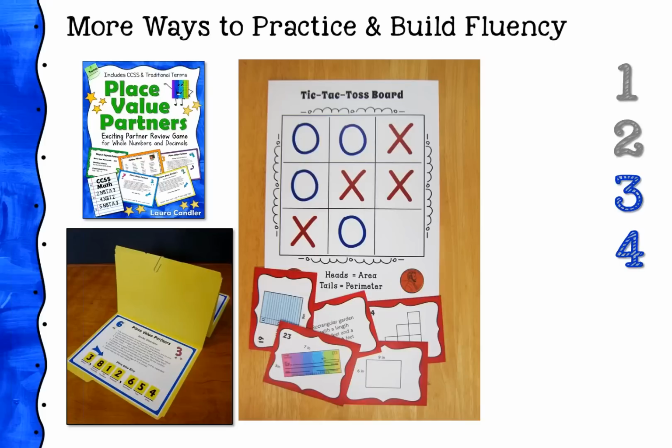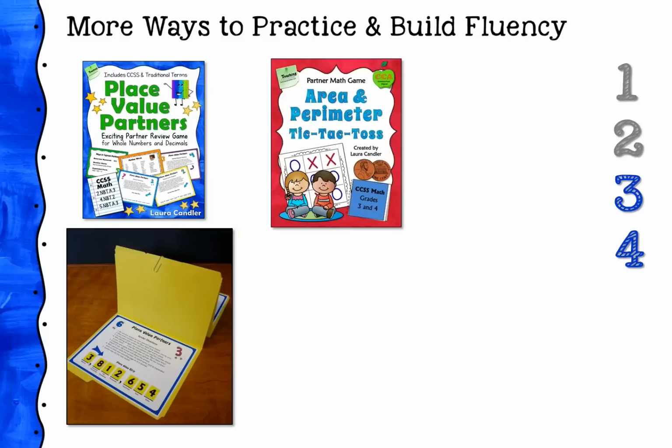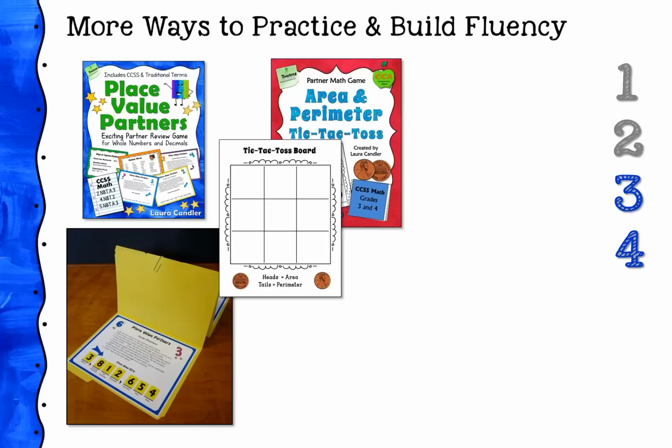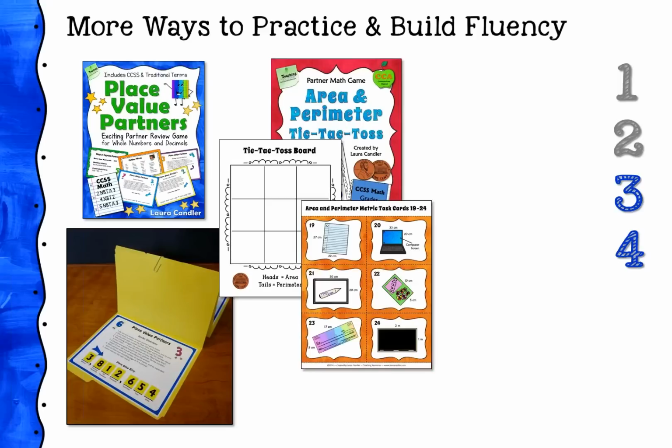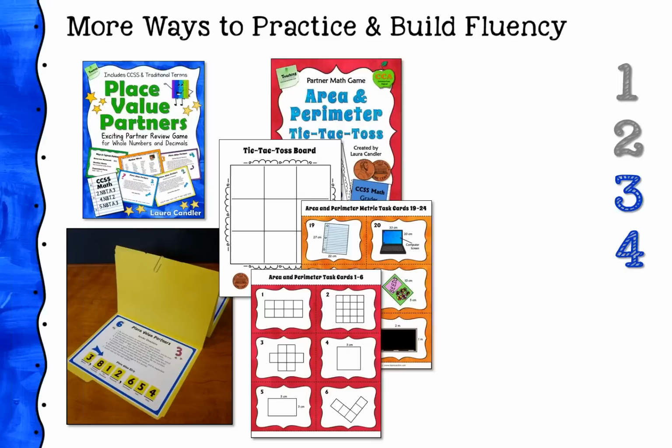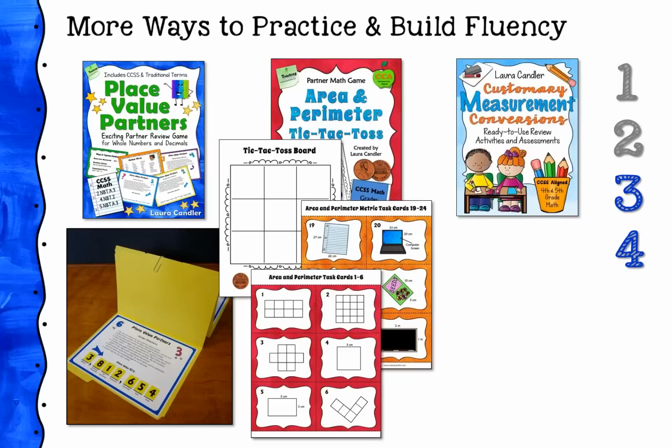It plays like tic-tac-toe, but there are task cards that go with it that have shapes, and the task cards don't say whether they're supposed to find the area or the perimeter. The kids have to flip a coin to find out: am I going to find the area of this or the perimeter of this? And that activity, as I said, is area and perimeter tic-tac-toss. It has the game board, or you can just have the kids do it on a dry erase board. There are metric measurement cards and regular measurement cards that don't have metric units.